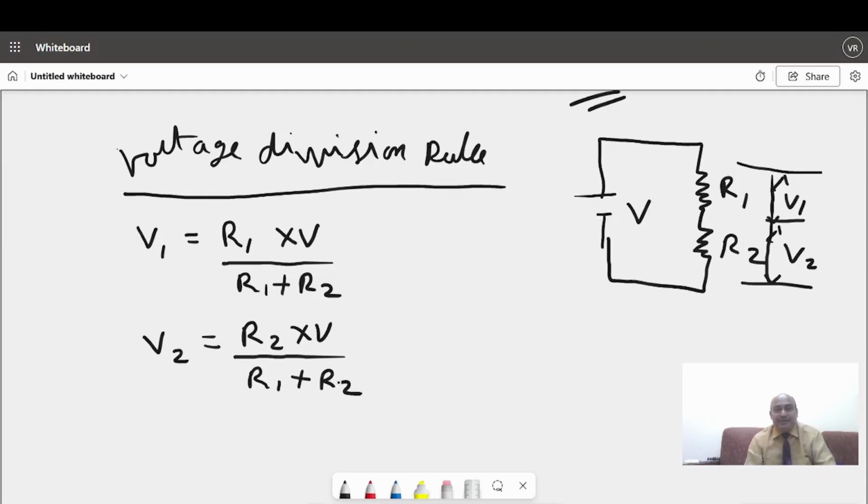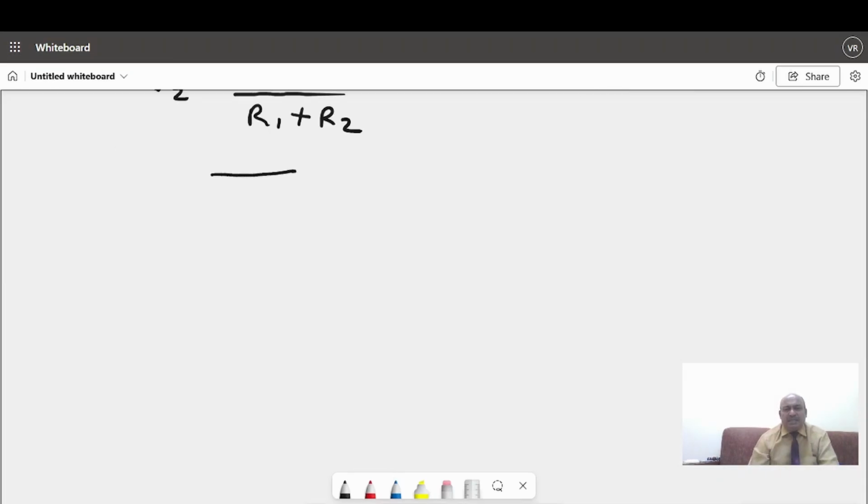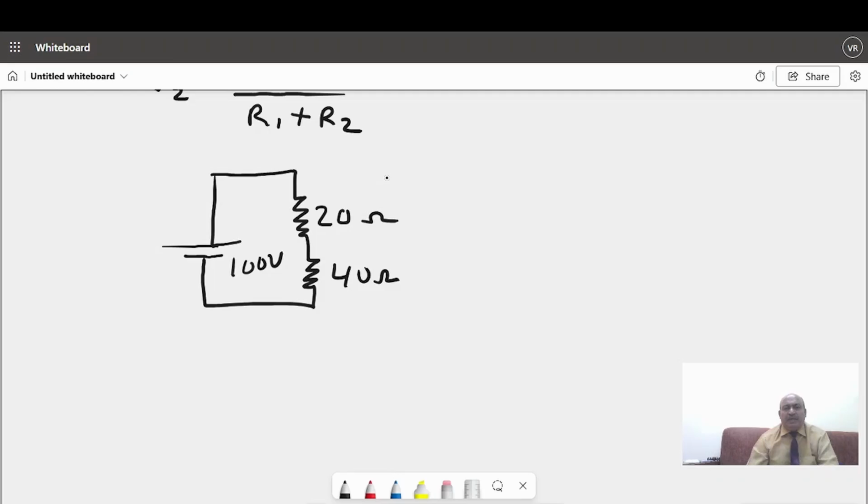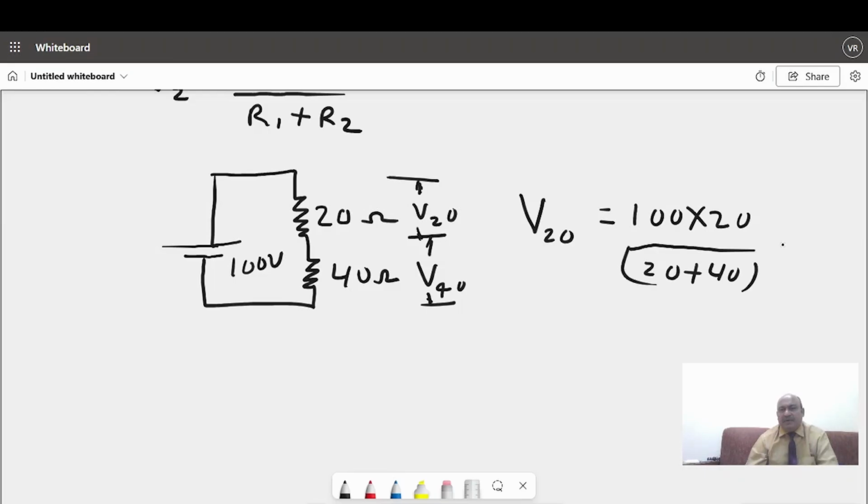Like that also we have to calculate. For example, 2 resistances are connected in series to a battery of 100 volts. This is 20 ohm, this is 40 ohm. So the voltage across 20 is V20, and the voltage across 40 is V40. The value of V20, the voltage across the 20 ohm, is equal to the total voltage 100, according to the above formula, 100 into 20 by 20 plus 40. That is 100 into 20 divided by 60, which is 33.33 volts.